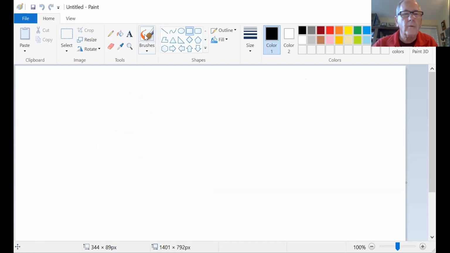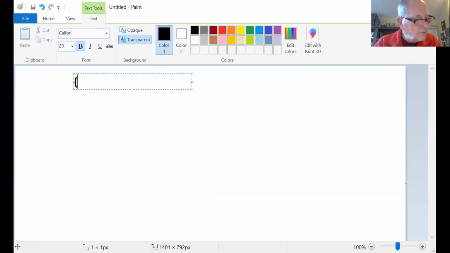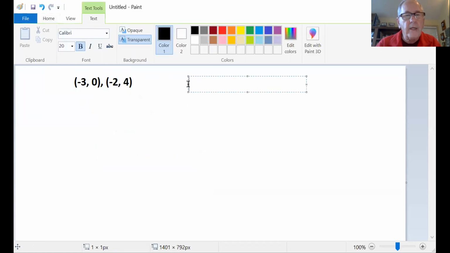Okay, so in this particular one, it looks like this. You've got 2 points. You've got a -3 and a 0. And the second point is you've got a -2 and a 4. So it looks like that. So the first thing we want to do is figure out what the slope is.